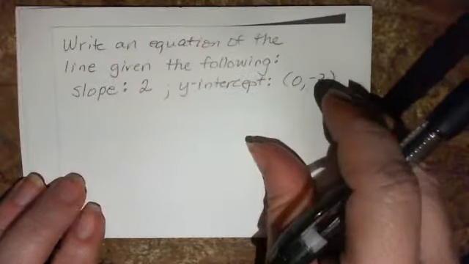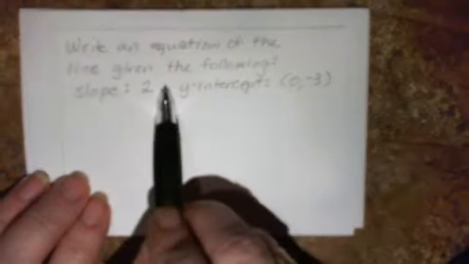Alright, now we just wrote the slope of those lines. Let's go to write equations of lines given the following information. Okay, write the equation of the line given the following, given slope and y-intercept.